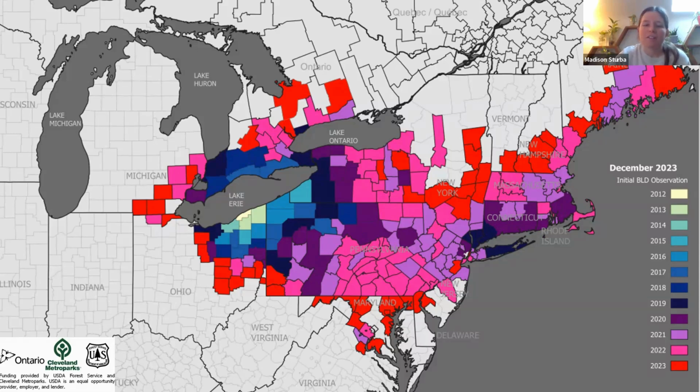All the areas in red are the counties where it spread last year. So we can see it moving more north and south, kind of all along the distribution. And last year we did see it pop up in 4 new counties here in Ontario.